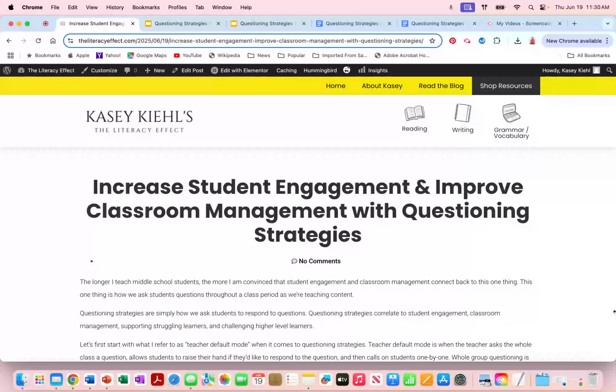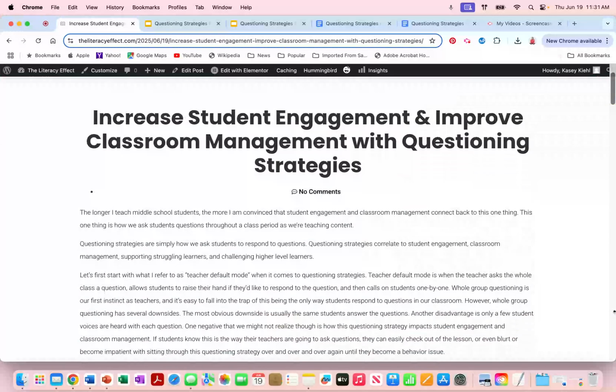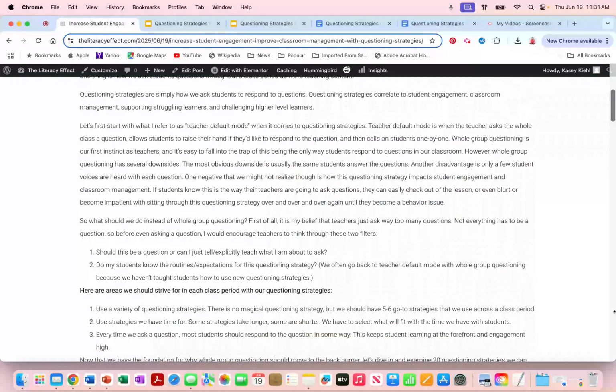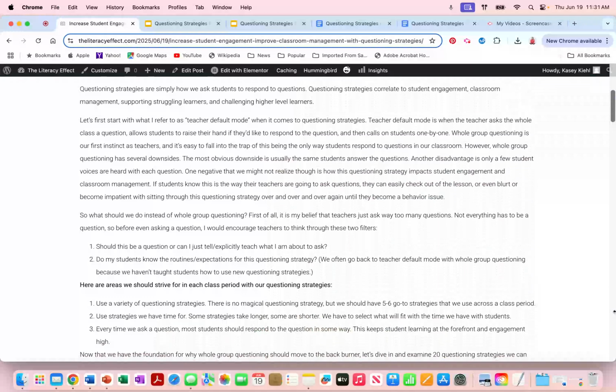Let's talk about how to increase student engagement and improve classroom management with a variety of questioning strategies. Most of the time, when we think of our education and when we think about how we ask questions, there's something that I refer to as teacher default mode. And this is when a teacher asks a question to the whole class, and any student that wants can raise their hand, and the teacher calls on them one by one, allowing a variety of voices to be heard.